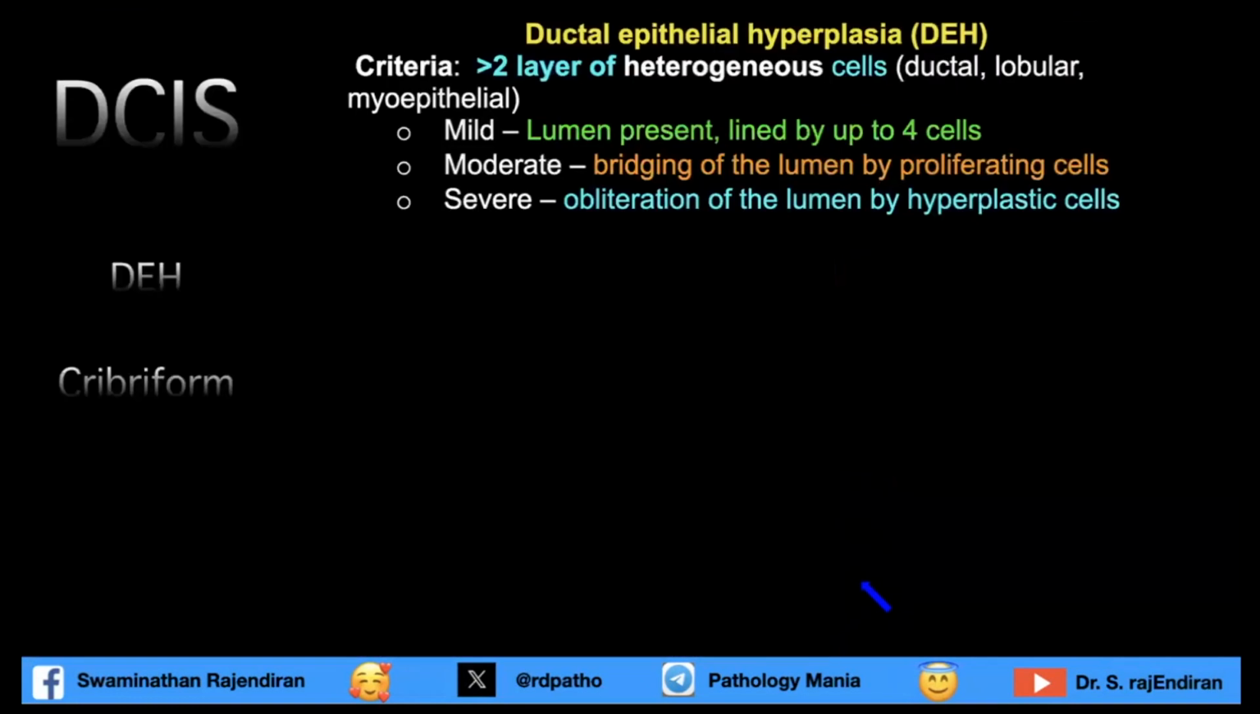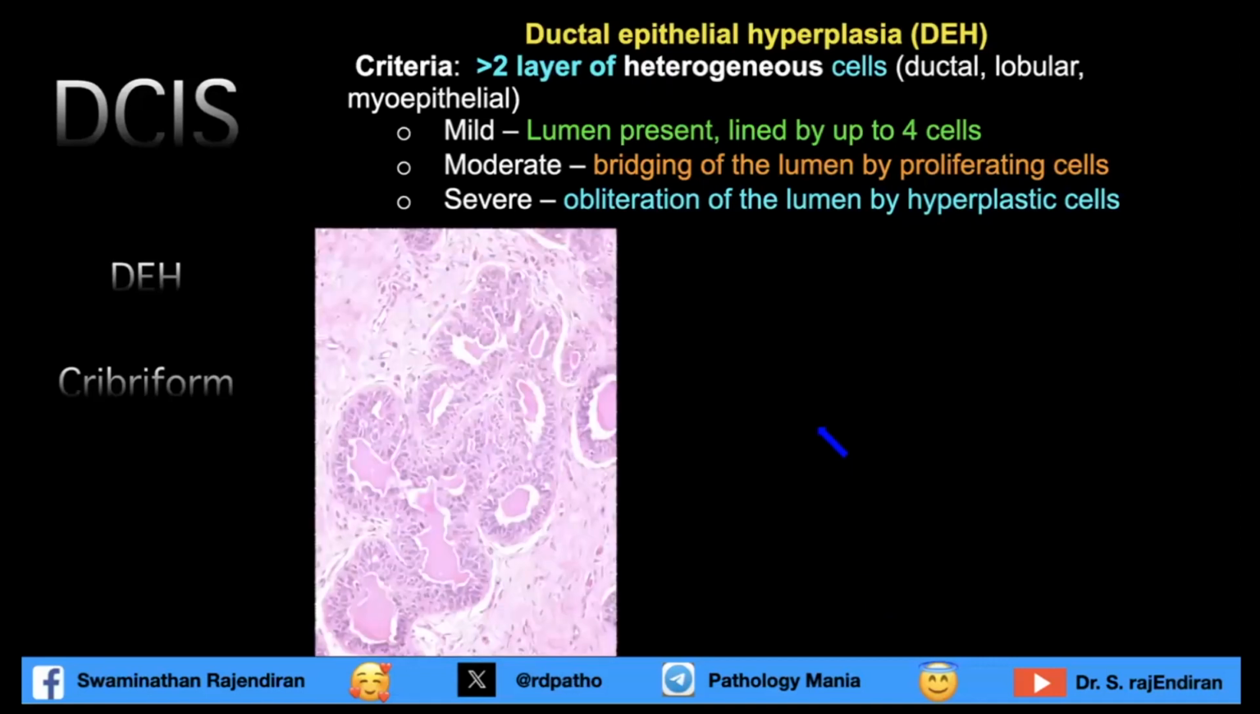So the DCIS have two differential diagnoses. One is ductal epithelial hyperplasia. The other one is breast lesions having cribriform pattern. And what do you mean by ductal epithelial hyperplasia? Remember, I told you normally the acini and the ducts will have only two layers of cells, luminal epithelial cell and abluminal myoepithelial cell. If you see more than two layers of cells, heterogeneous cells, remember ductal, lobular, or myoepithelial cell, then it is ductal epithelial hyperplasia.